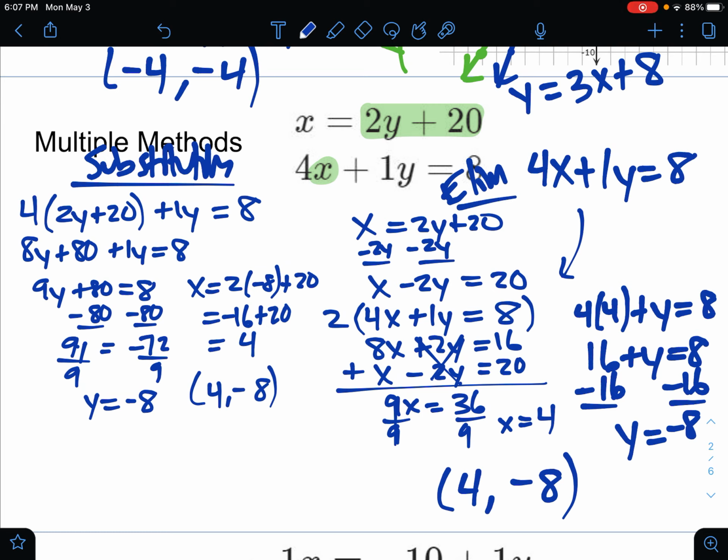Either way is going to work. Graphing will also work as well. Just sometimes there's one method that works a little bit easier than another method, but it's kind of personal preference as well.